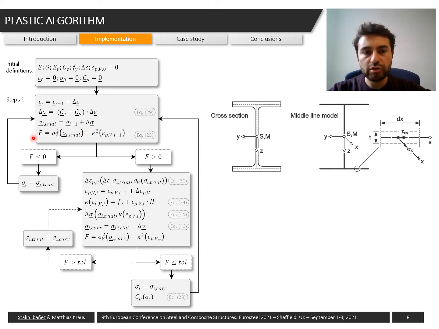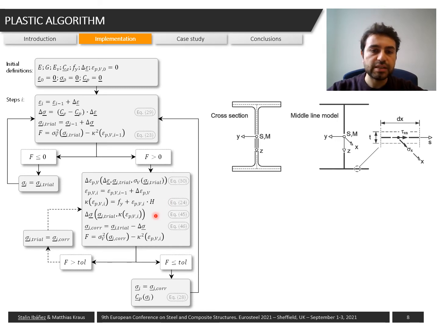We apply the yield condition. If the yield condition is fulfilled, then we can move to the next step. If not, then we have to correct the stresses. For correcting the stresses, we have to calculate the corresponding plastic strain at the current level of stress and update the hardening of the material also for the current stress level.